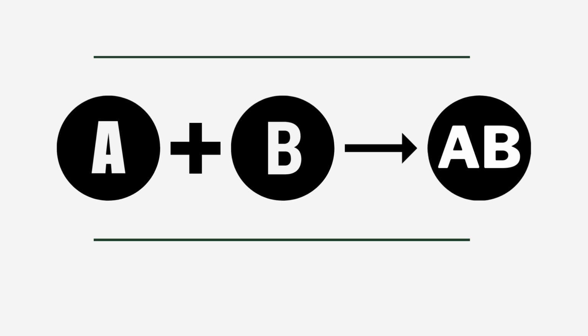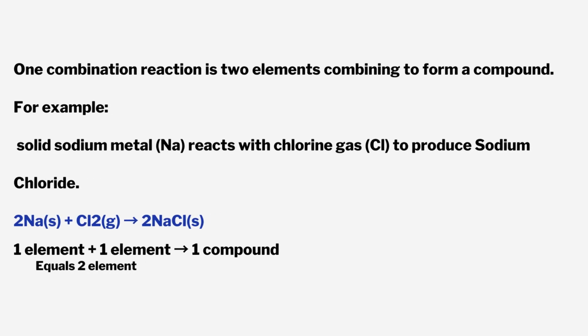Do you get that? Alright, so let's look at an example. Let's take solid sodium metal, which is Na, reacting with chlorine gas to produce sodium chloride. Of course, you know that sodium is an element and chlorine also is an element. So both of them reacting together will give us sodium chloride. One element reacting with another element to give us a compound.